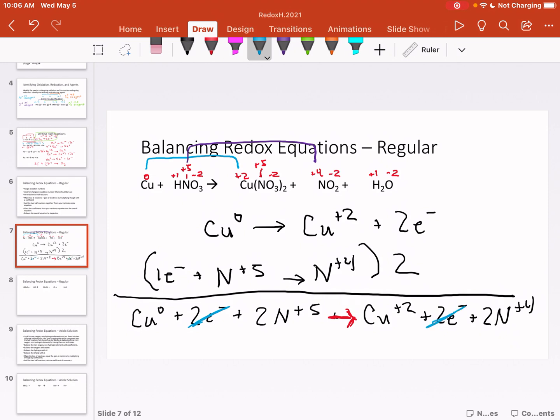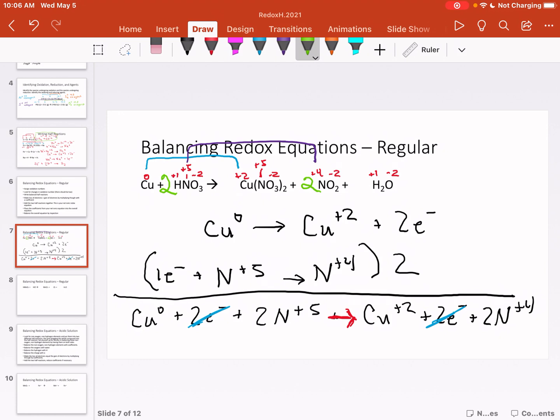What I have now is currently my net ionic equation. It's everybody that's undergone oxidation and reduction. So what I have in my net ionic equation, I have to put in my overall equation. I need 2 nitrogen +5s on the left. I currently only have 1, so I'm going to need to put a coefficient of 2 in front of the term containing the nitrogen. I have 1 copper on both sides, so that's good. And I need 2 nitrogen +4s on the right. So I'm going to put a coefficient of 2 in front of that nitrogen +4.